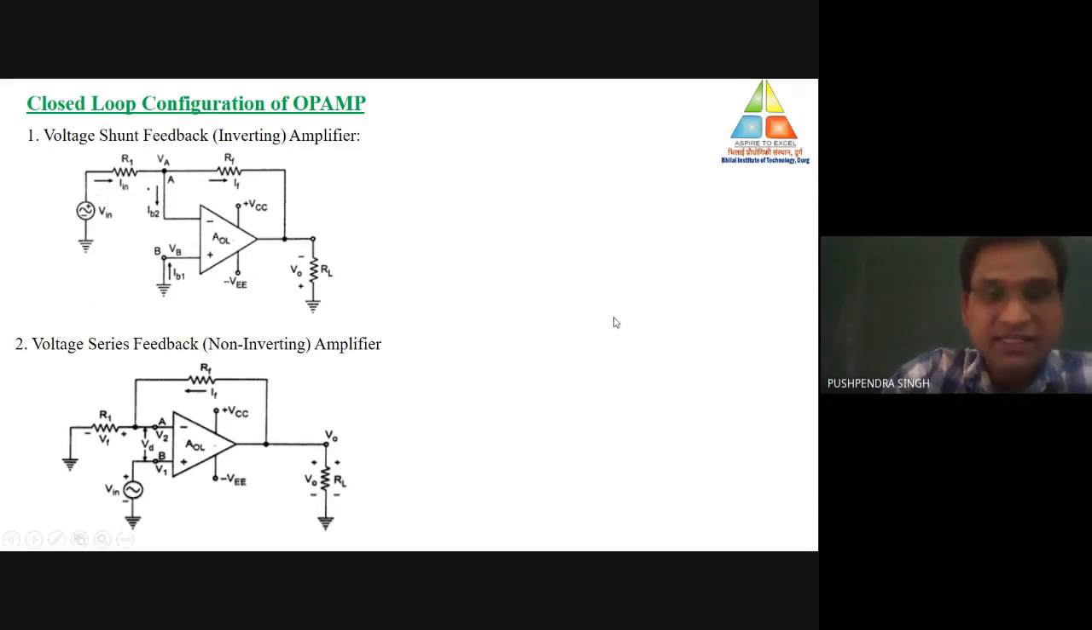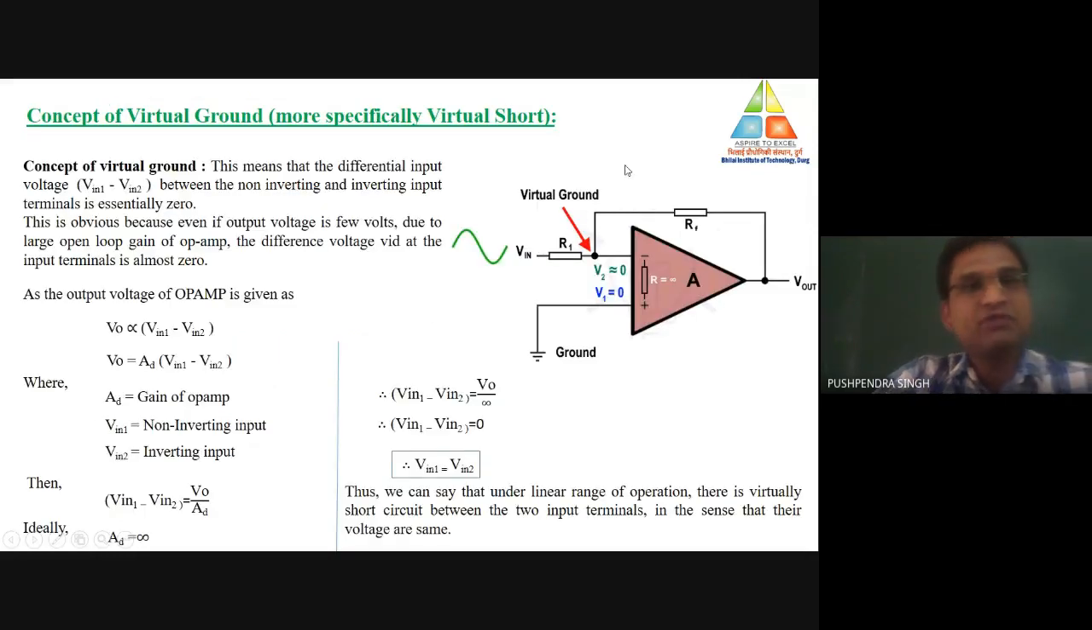And before that, just get the concept of the important, basic building block of the operational amplifier. All the calculation depends on this concept only. That is the concept of virtual ground, or more specifically, it can be called virtual short circuit. So what is the concept of virtual ground? This means that the differential input voltage Vin1 minus Vin2 between the non-inverting and inverting input terminal is essentially 0.